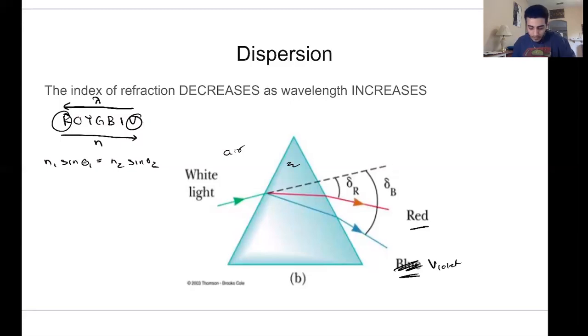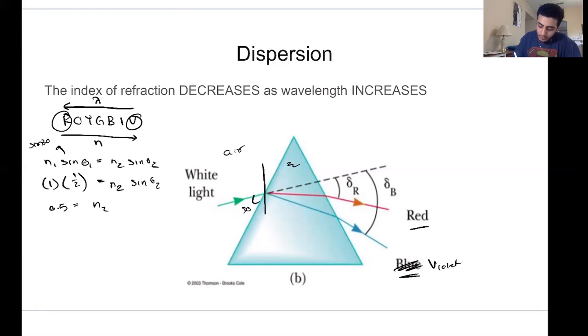So let's assume that we have 1, and let's say this angle is 30 degrees away from the normal line. So we have 1 times sine of 30. Sine of 30 is equal to 1/2. And then we have n2 times sine of theta 2. So we have 0.5 equals n2 times sine of theta 2. And then we want to check it out for red light and violet light.